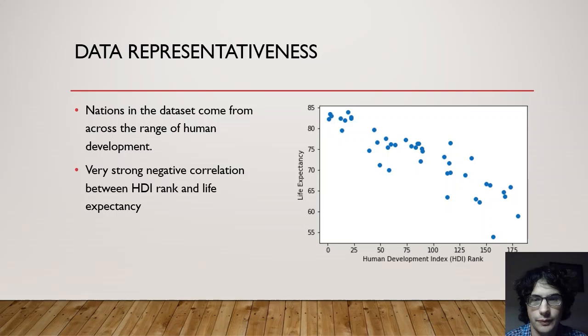The life expectancy data that we're working with is very representative. As you can see in this chart, the Human Development Index, which is an index by the United Nations, ranks these countries from the most developed countries in the world to the least developed countries. Also, by looking at this chart, you can see that there is a very strong negative correlation between life expectancy and human development.